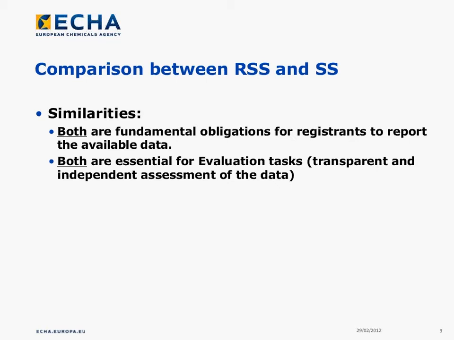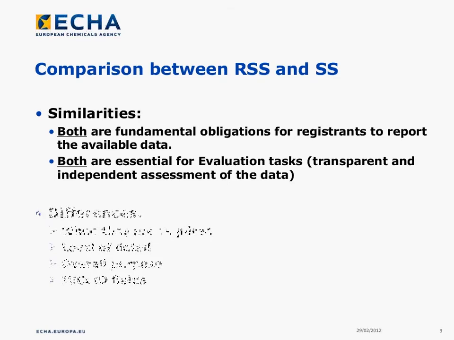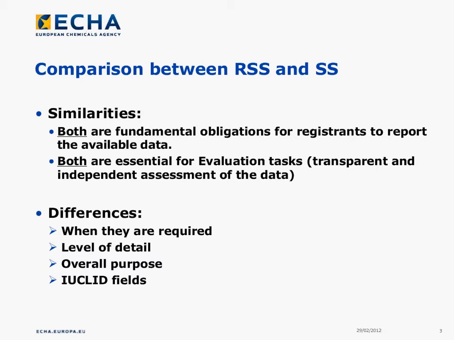First of all, by comparing robust study summaries and study summaries, we can identify a few similarities and differences. In fact, both types of summaries are similar as they represent a fundamental obligation for registrants to report the available data and they are an essential tool for ECHA to carry out its tasks under evaluation. On the other hand, we can certainly identify a difference in the conditions when they are required, in the level of detail that they need to cover, but also in their overall purpose. In terms of reporting, then, they differ in the type of IUCLID fields that need to be filled in.